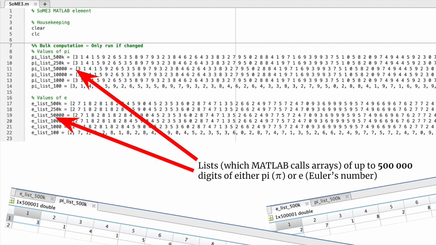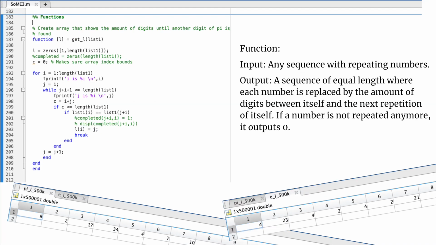This code, written in MATLAB because I find it intuitive and have access to it as a college student, starts off with a list of the first digits of both pi and e. You can see them here. I got all of the way to 500,000 digits. Anything beyond that is beyond the capabilities of my laptop, and these 500,000 digits was enough to see the converging data. The heart and soul of this code is a function that I made.